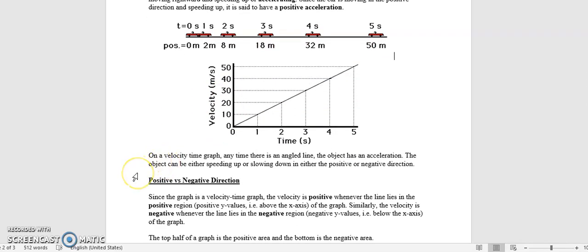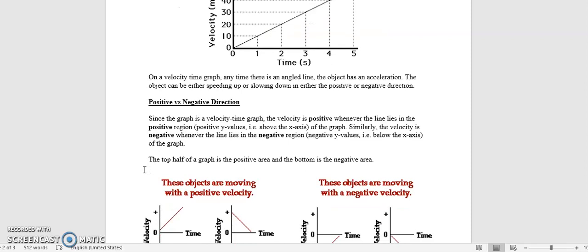So on a velocity time graph, anytime there's an angled line, whether it's an upward angle, downward angle, any angled line, that means the object has an acceleration. The object can be either speeding up or slowing down in either the positive or negative direction. So you could be slowing down in the negative direction, you could be speeding up in the negative direction, you could be slowing down in the positive direction, or you could be speeding up in the positive direction, and we're going to take a look at those and how to tell what an object is doing right now.